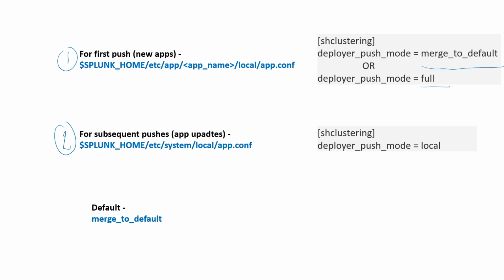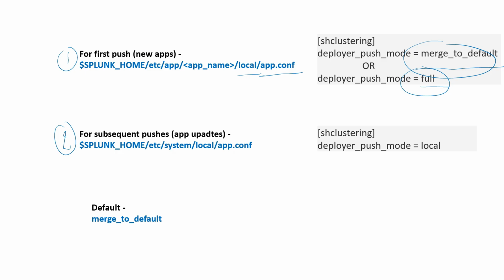So for any new app, the app which you are going to deploy for the very first time to your cluster members using the deployer, you can define an app-specific app.conf inside local, and here you can define your shclustering extension with the deployer push mode as either merge to default or full. That way, all the content of default and local residing in your deployer instance for that app will be pushed to your search head cluster members, right? And that's what you need actually for the new push.